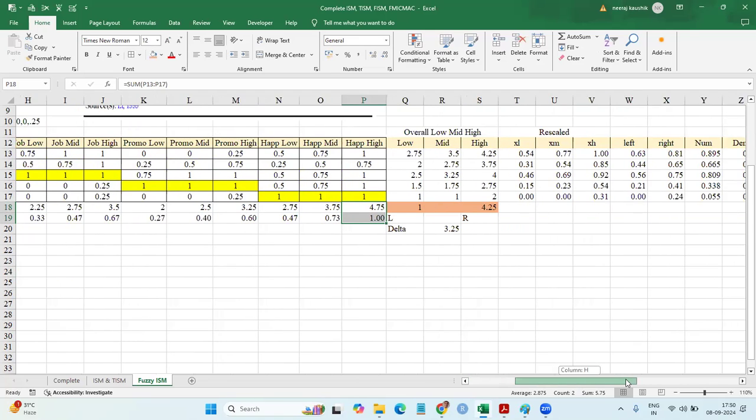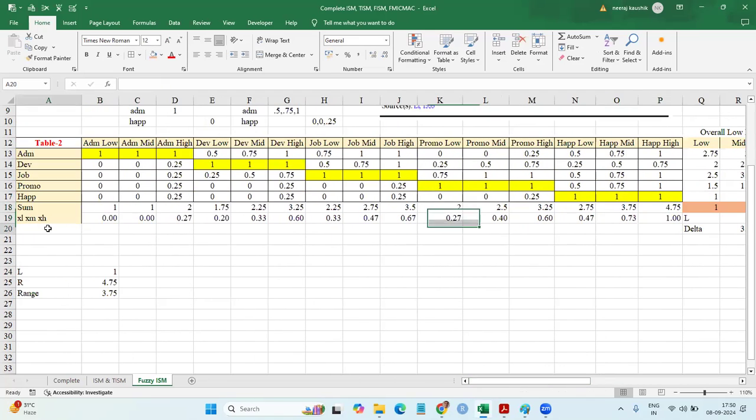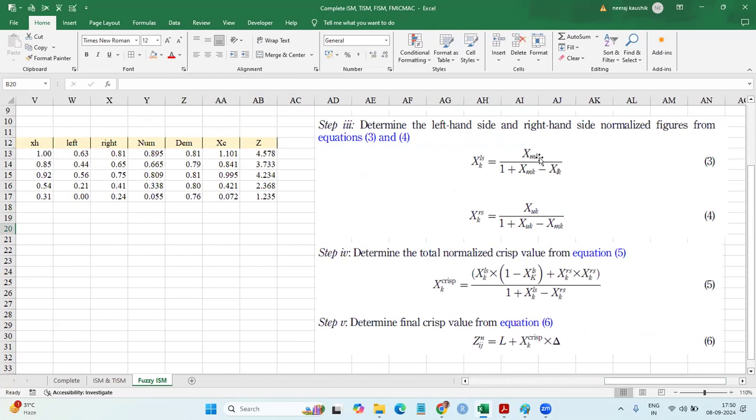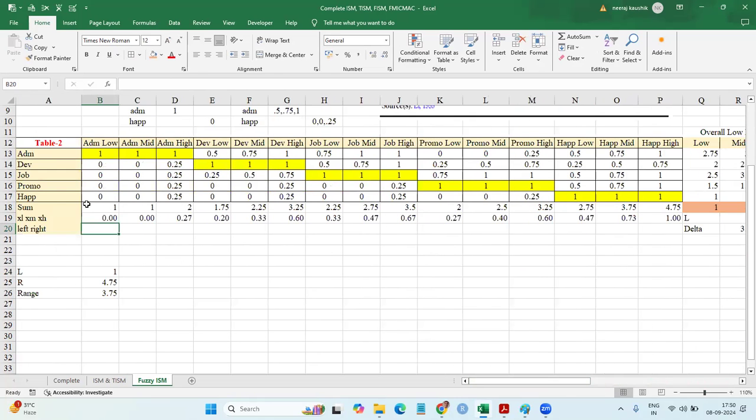Right. The next part was the left and the right. So let's do the left and the right here. How to do it? The formula for left and right was, check it out. Left is equal to middle divided by 1 plus middle minus low. Right is high divided by 1 plus high minus the middle value, so we can just drag it.